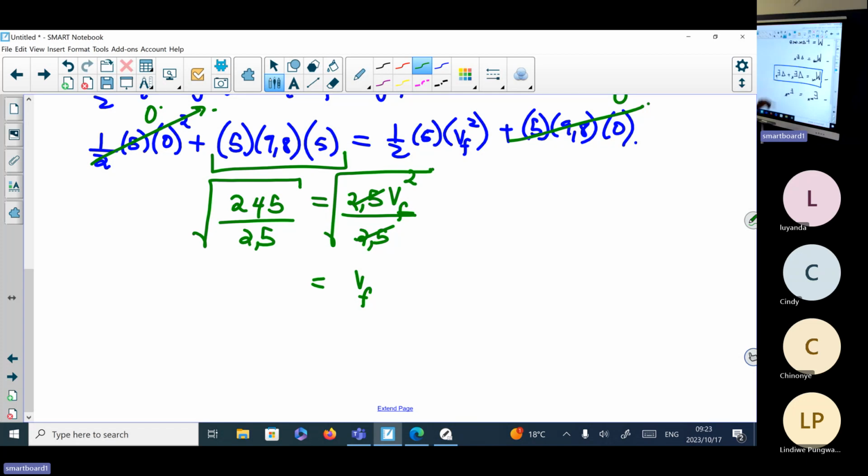Yes, Dave, can you help us again? 9.89 meters per second. So the block will reach the bottom of the ramp moving at a speed of 9.89 meters per second.